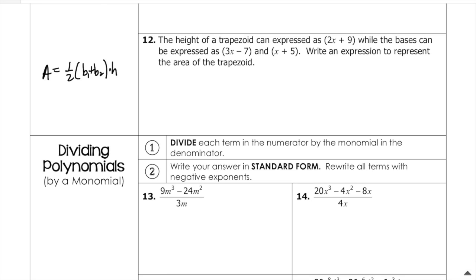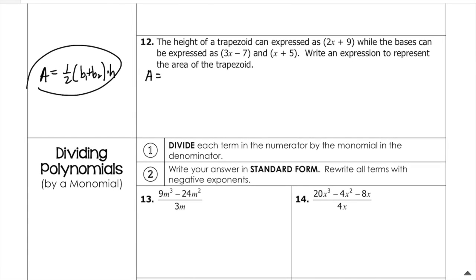Okay, so I had a feeling this was going to be an area problem, that's why I wrote that down there. So I have my area is equal to 1/2 base 1 plus base 2. The bases can be expressed by this number and this number. It doesn't matter which you number 1 and 2. And they said this was the height. So I'm just going to be adding base 1 and base 2. So we have 3x minus 7, and with adding, the signs don't change, so I'm just going to put a plus sign, x plus 5. And this will be times the height, which is 2x plus 9.